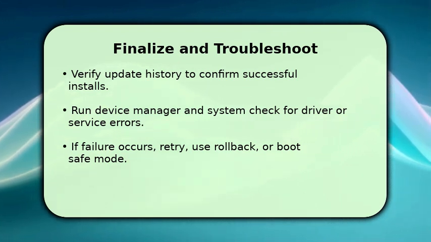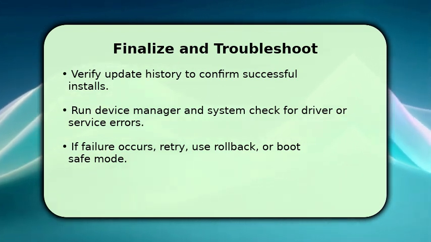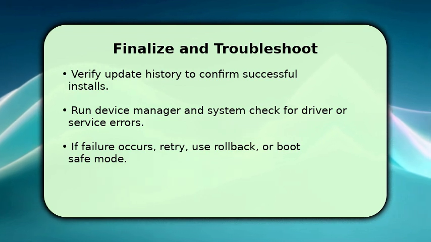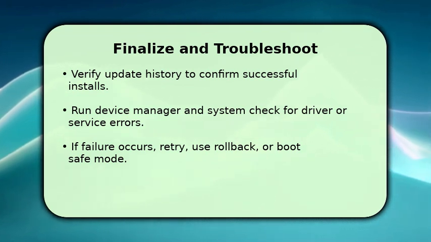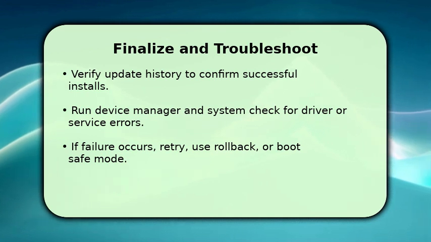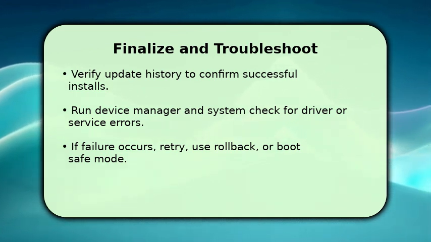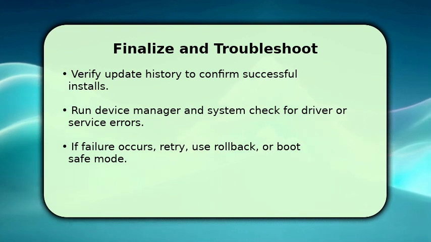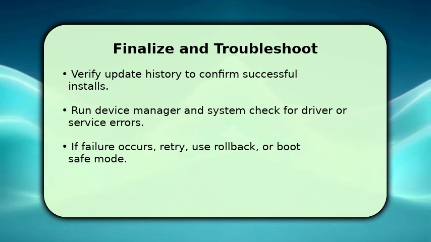If something malfunctions, try reinstalling the update, using the rollback option to revert, or booting into safe mode to troubleshoot without third-party interference. One key tip: if an update repeatedly fails, free disk space and run the system file checker before retrying. Often corrupted temporary files block.